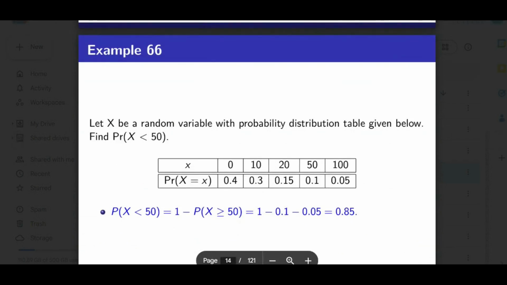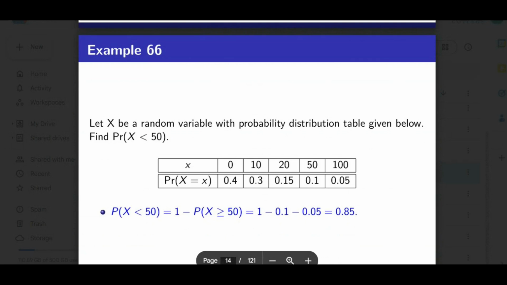Let x be a random variable whose distribution is given below. So you see the range of x here is 0, 10, 20, 50, 100. So this is a discrete random variable, because the number of values x can take is finite. I give you the probabilities assigned to each of them.